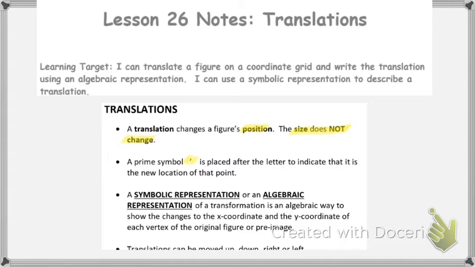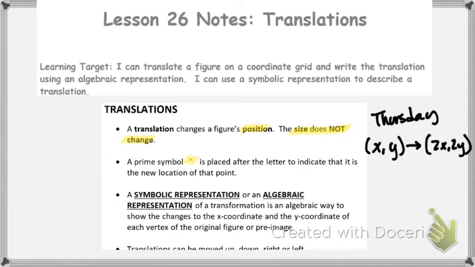And then just like Thursday and Friday, there is another algebraic representation of a transformation, and it's just an algebraic way to show the changes in the x-coordinate and the y-coordinate. On Thursday, we found this algebraic translation like this, where the translation was that we dilated x and y by a factor of 2, right? So today it's very similar, except we're looking at translations that are moving the figure left, right, up, and down.